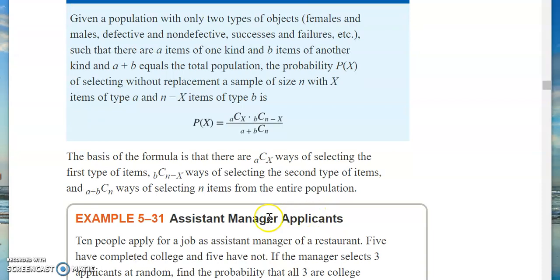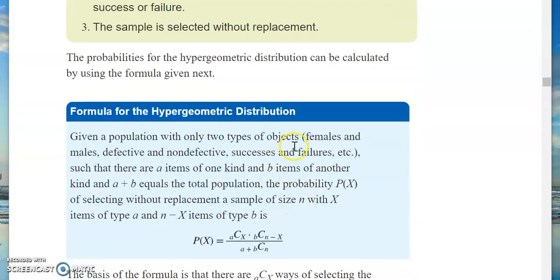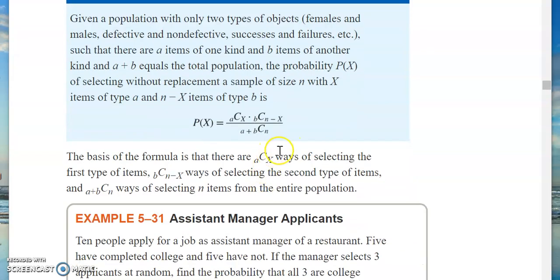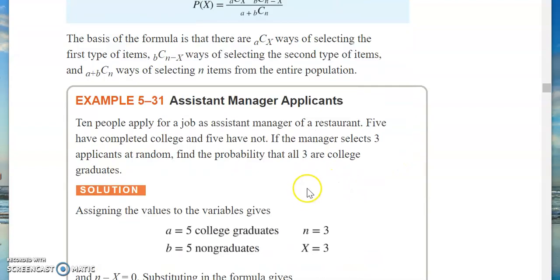All right, where we left off, we were talking about the hypergeometric distribution, and I said this is the formula. Kind of an awkward looking formula. However, I believe we will sort our way through it by using an example. So here's the example that the author gives us.